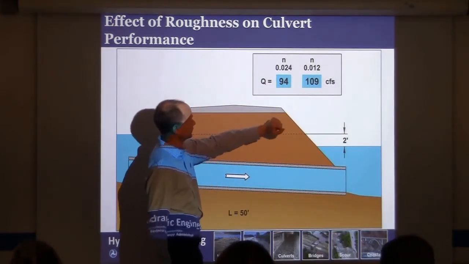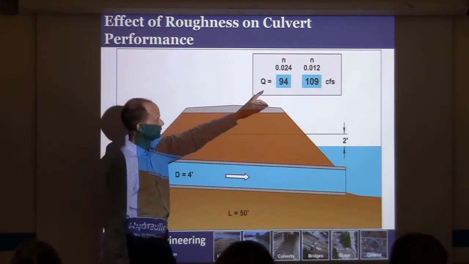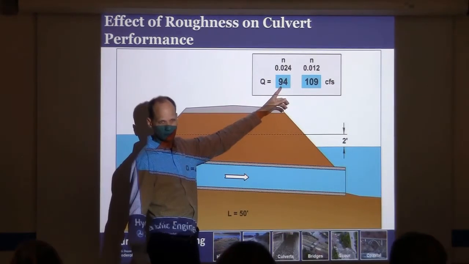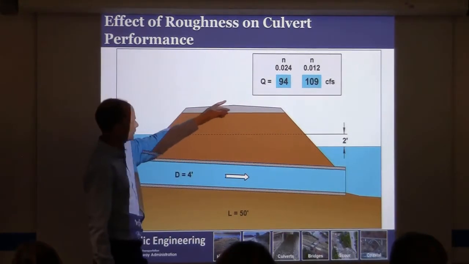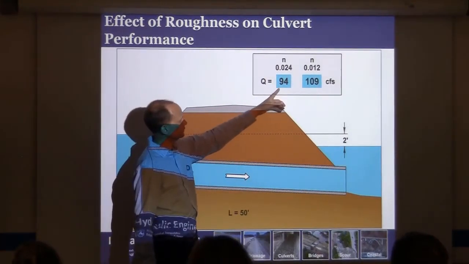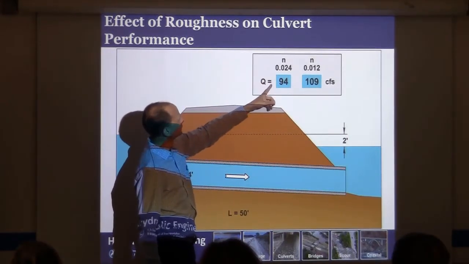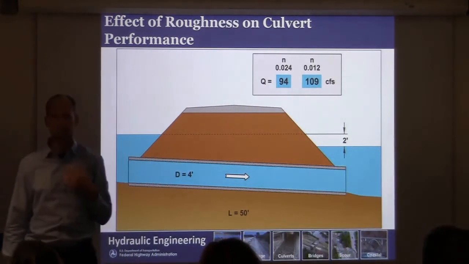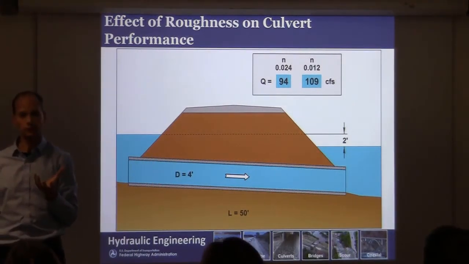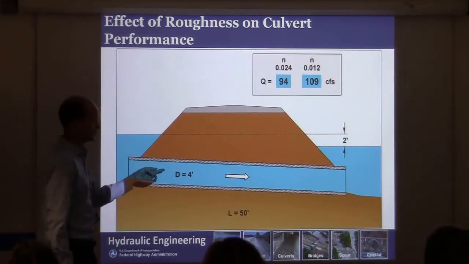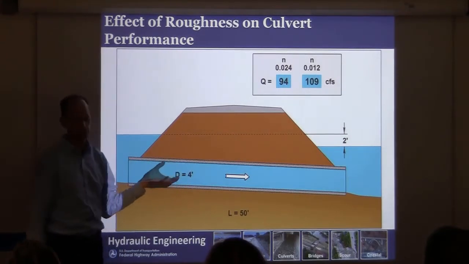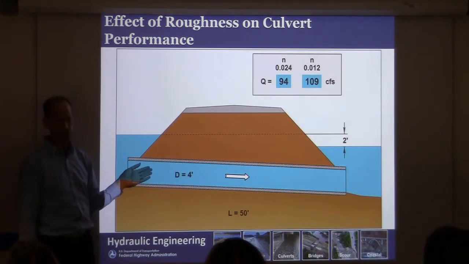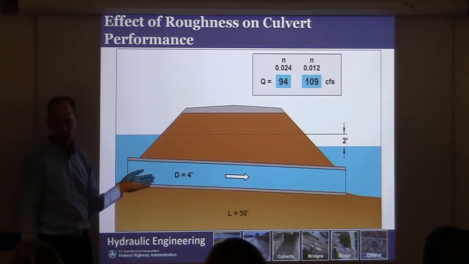109 CFS. That said, if you go to a corrugated metal pipe, and again, 0.024 is pretty common for corrugated metal, then you're dropping your capacity from 109 to 94 CFS. But the flip side of that is you're dropping flow through here, but you're also decreasing velocities. And so we also know that, what type of control is this?